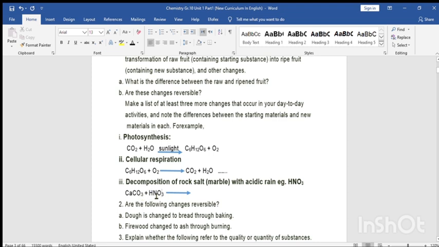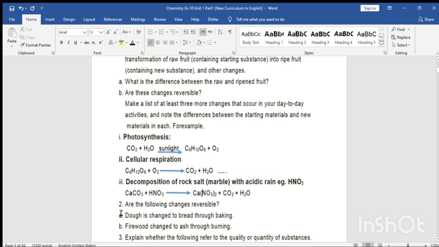The reaction takes place, forming calcium nitrate, carbon dioxide, and water vapor. Not water vapor, water itself will be produced, liquid water. Therefore, calcium nitrate plus carbon dioxide plus water will be formed by this decomposition of rock salt, that is marble or limestone.